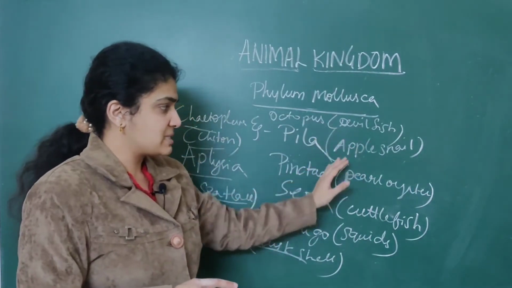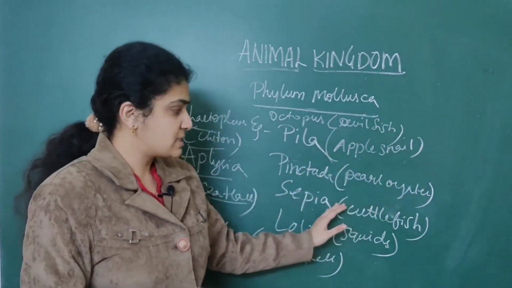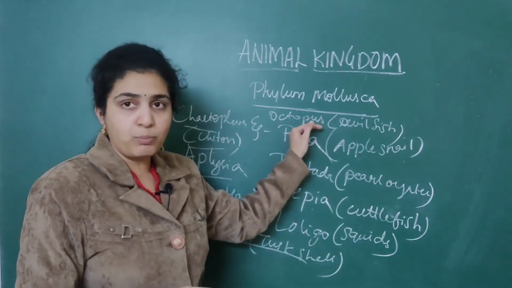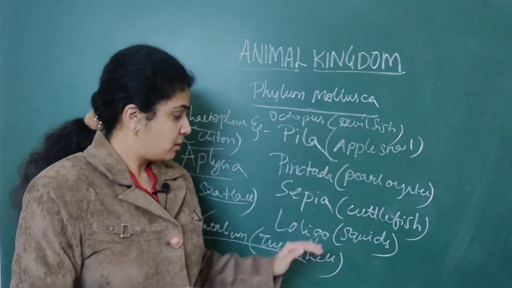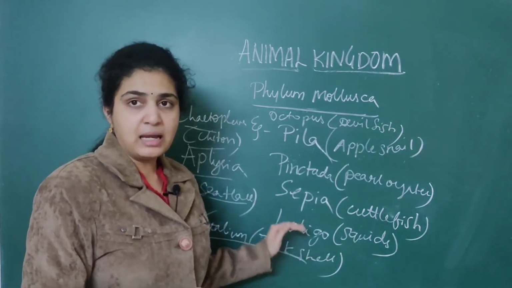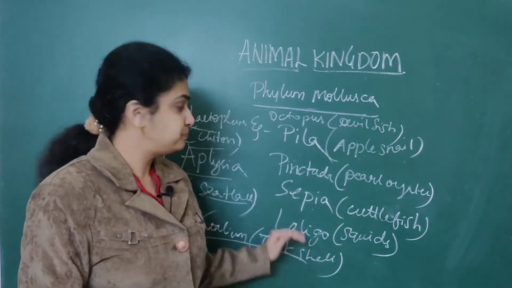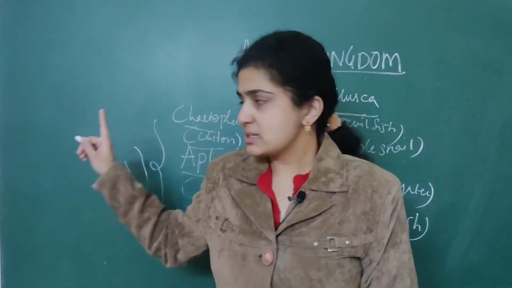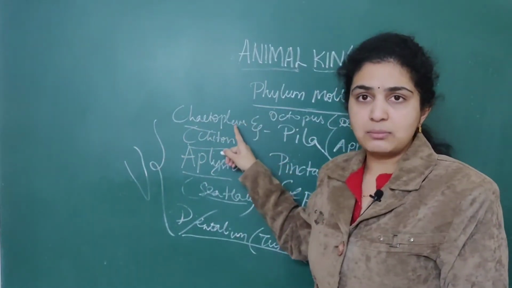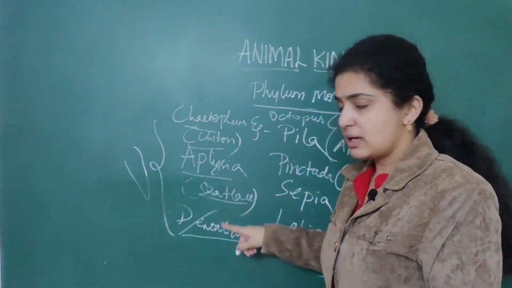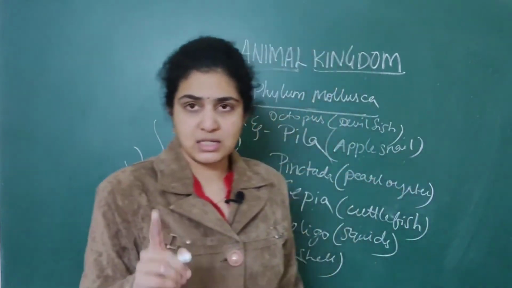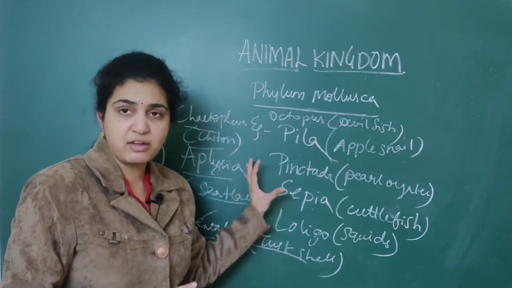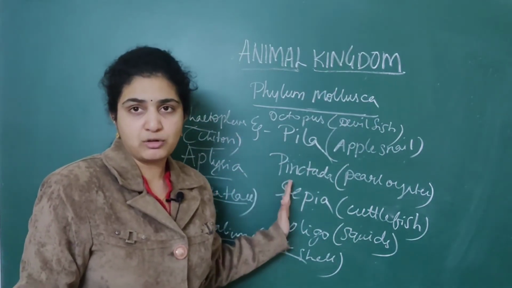Pila, apple snail; Pinctada, pearl oyster; Sepia, cuttlefish; Loligo, squids; octopus, devilfish; then Dentalium, which is tusk shell. Then Aplysia is sea hare. Chaetopleura is chiton. Aplysia, sea hare. Dentalium is tusk shell. So I want you to remember all these scientific names, very important from the NEET point of view.